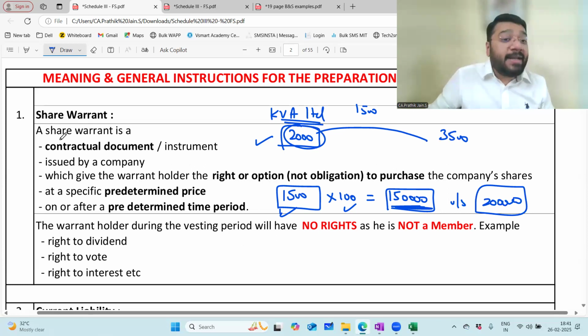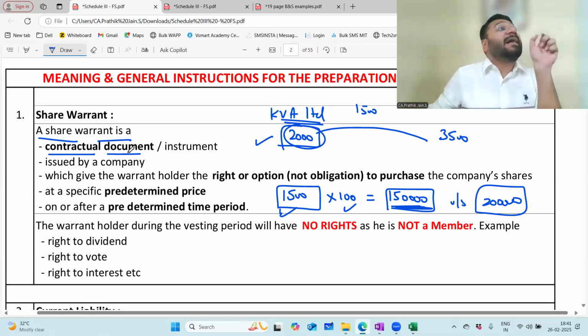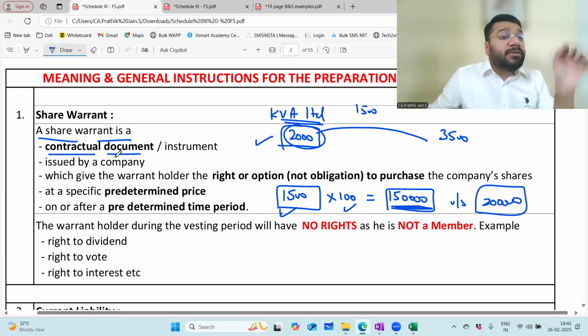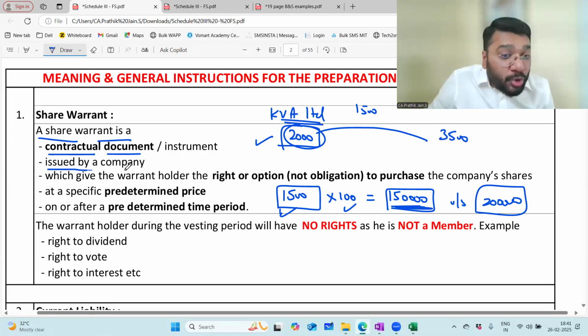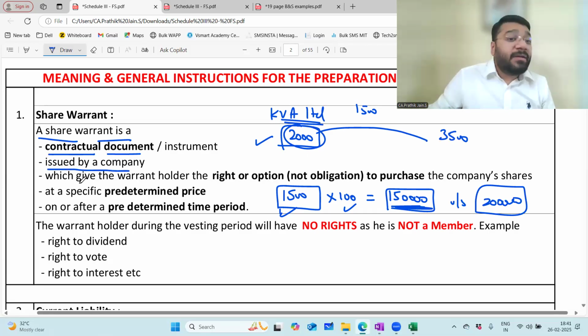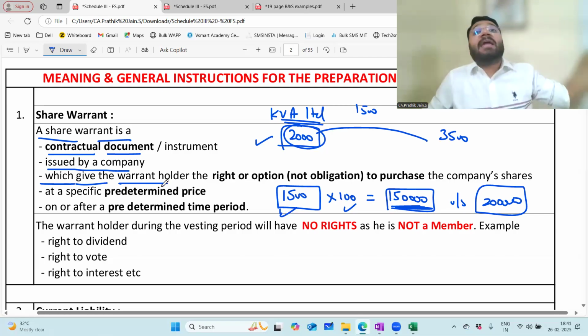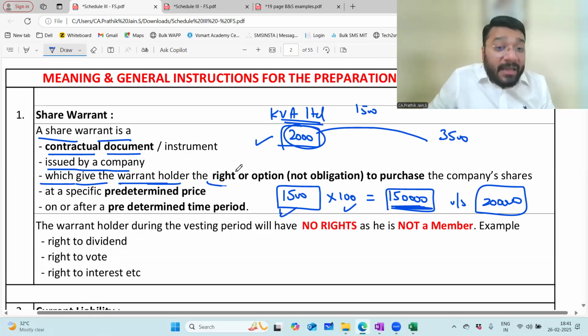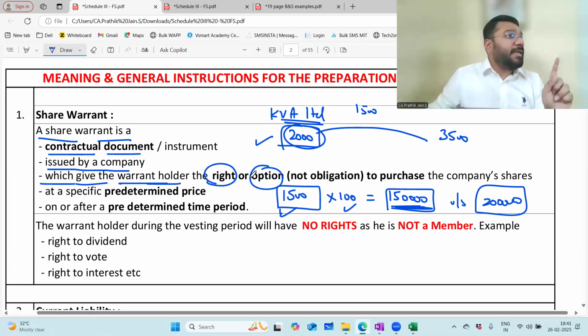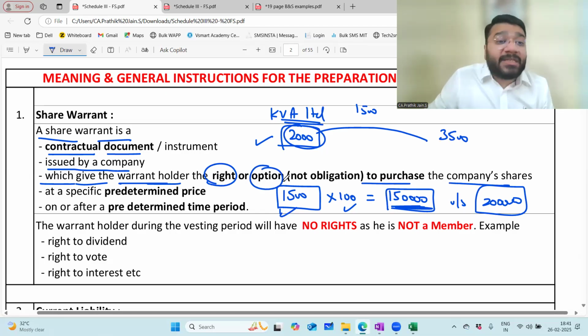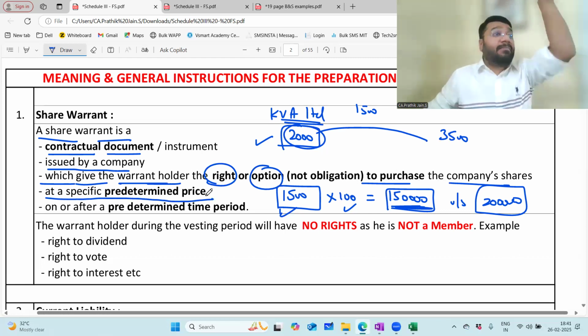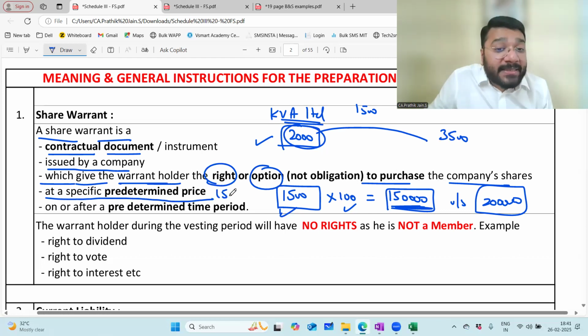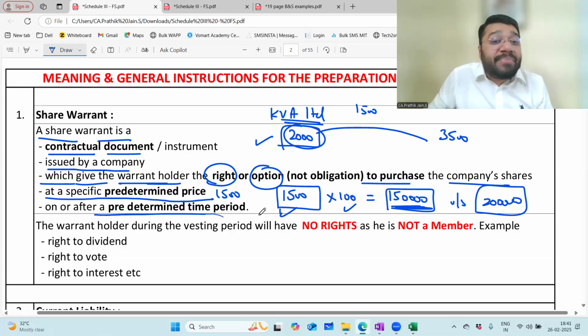So what is a share warrant? A share warrant is a contractual document. It is an instrument. It is an agreement. It is a contract. This document is issued by a company. Whoever is applying for the share warrant, the person who pays the money, is called a warrant holder, which gives the warrant holder the right or the option. It is not compulsory. It is an option to purchase a company share at a specified predetermined price. In our example, what is the predetermined price? 1,500, on a predetermined time period.